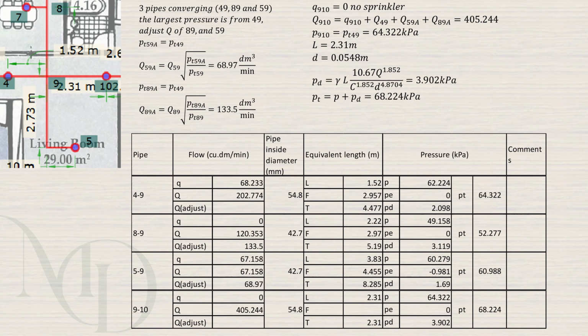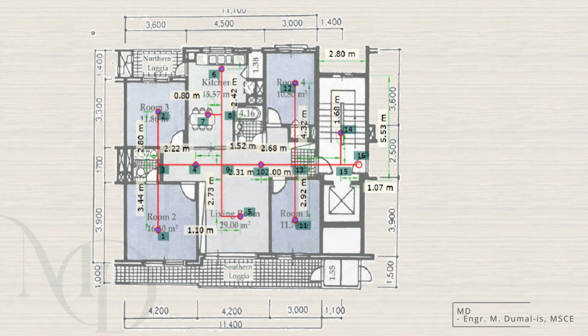Once the discharge values are adjusted, we proceed with the computation of the pressure drop for the run 9 to 10. We use the total discharge that passes through it, the equivalent pipe length, and the inner diameter in the pressure drop formula. After solving for the pressure loss, we update the downstream pressure and then record all the results in the table. We still have a few more runs left to finish, so let's continue.